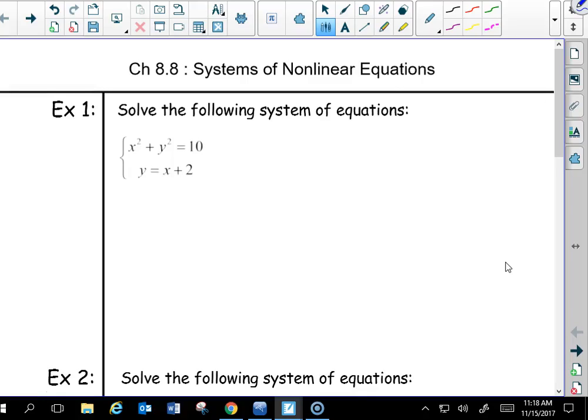Now, the nice thing about example 1 is y is solved for. So I'm just going to substitute x plus 2 into the first equation. So this is solving by substitution. So we get x squared plus, I'm going to put in x plus 2 for y. Now, the first thing I'm going to do is square that binomial. And remember that we have 4 multiplications. So we definitely get x squared, and we'll definitely get a 4. But we get x times 2 twice.